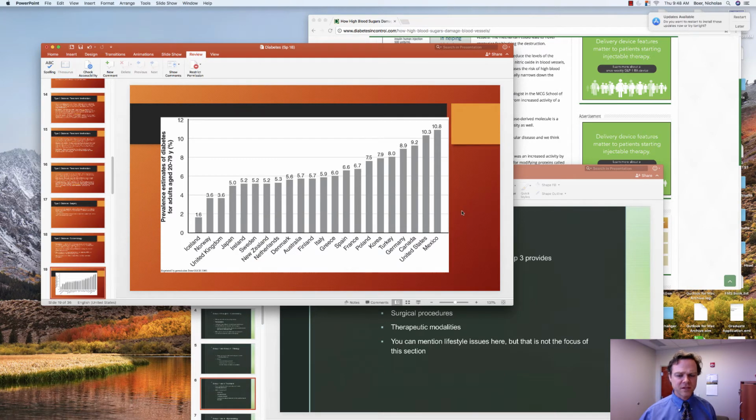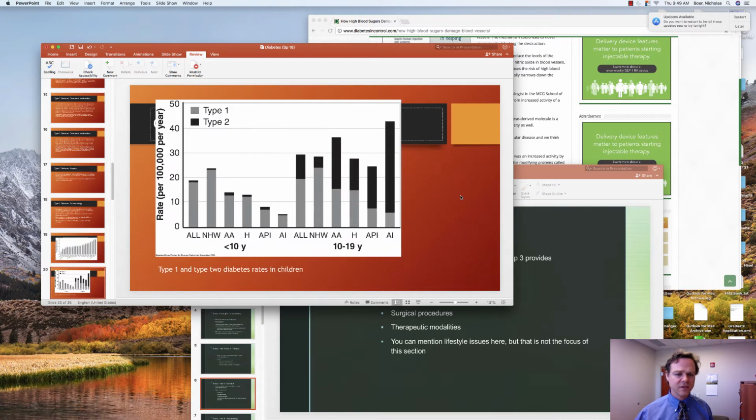I found this slide in your textbook related to the diabetes rates. You can see that the number is slightly different than the previous chart. The other chart was 9.3. This one's 10.3. And Mexicans seem to have a higher rate than others. But again, it's a chart. You can get this chart from the internet. You can get this chart from the book.